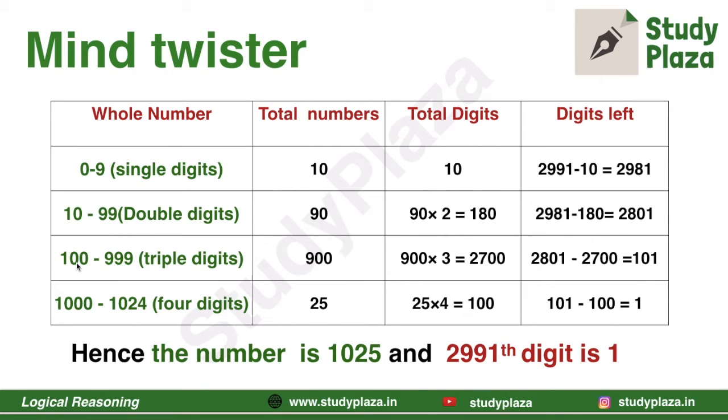Now we move to the triple digit numbers, that is 100 to 999, and there are 900 numbers and digits are 2700. So digits left will be 101. Now last is the 4 digit numbers, 1000 to 1024, there are 25 numbers and 100 digits. So digits left will be 1. That will lie in the next number, that is 1025, and its first digit will be our answer, that is, the 2991st digit is 1. Hope you have understood this answer nicely and clearly.